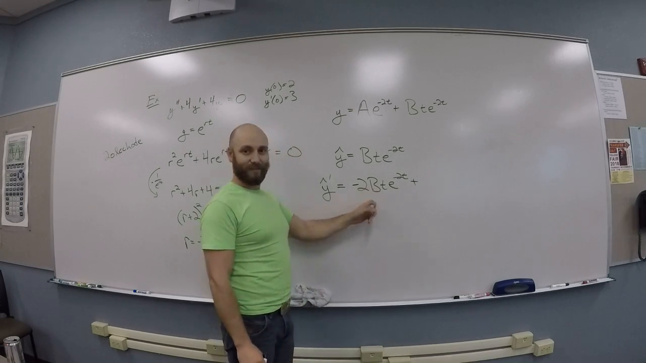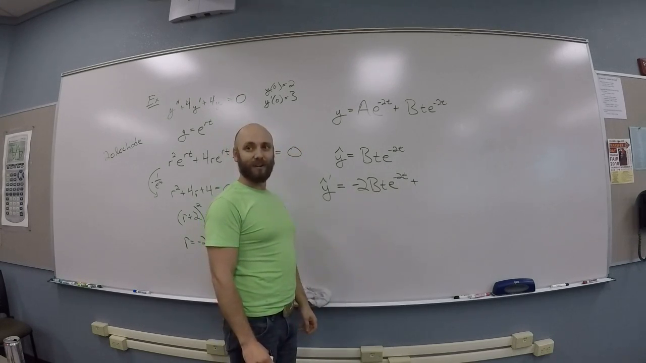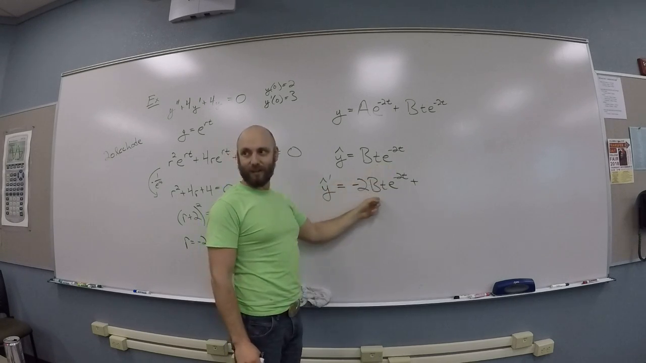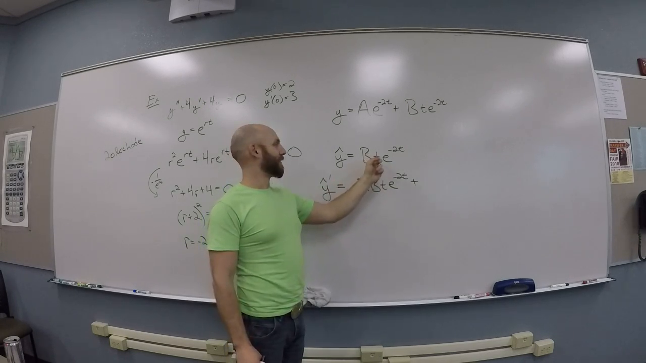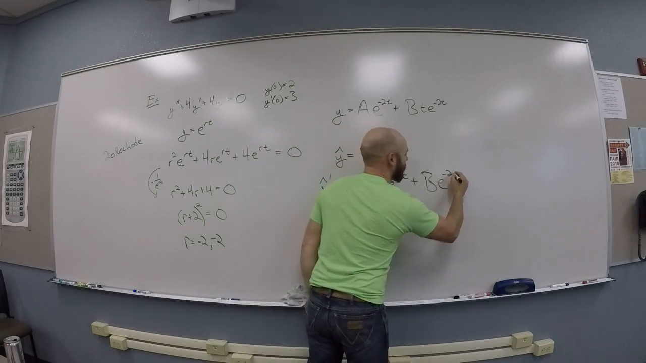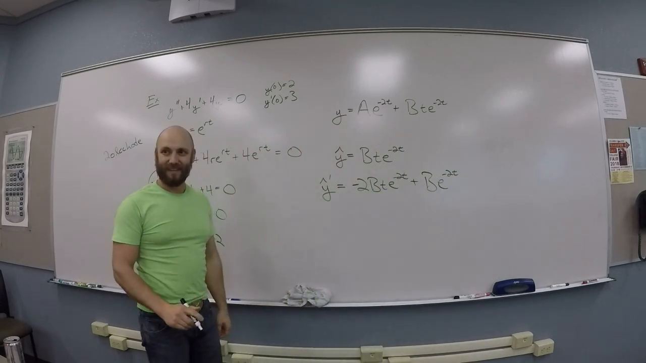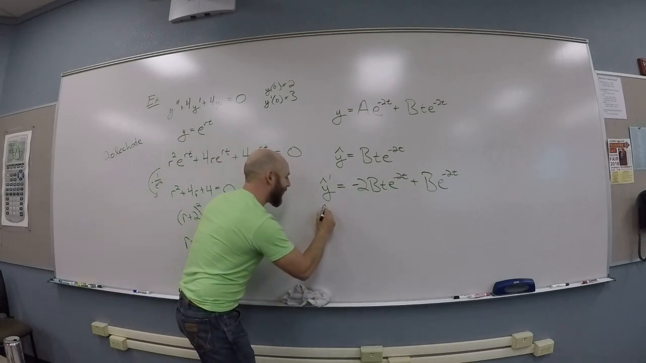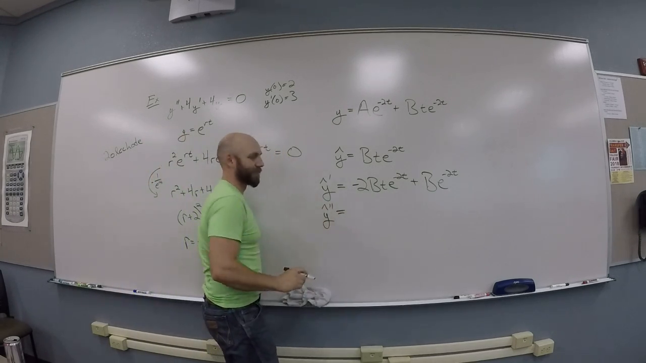No, I did that one. Product rule, right? So I differentiated the e to the minus 2t part here. So you get b e to the minus 2t. And then you do it again because you need the second derivative.